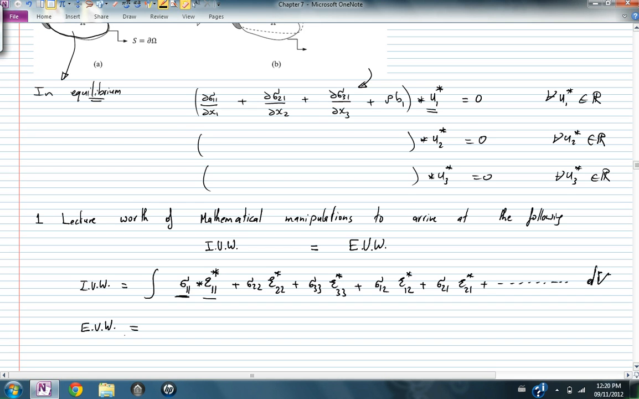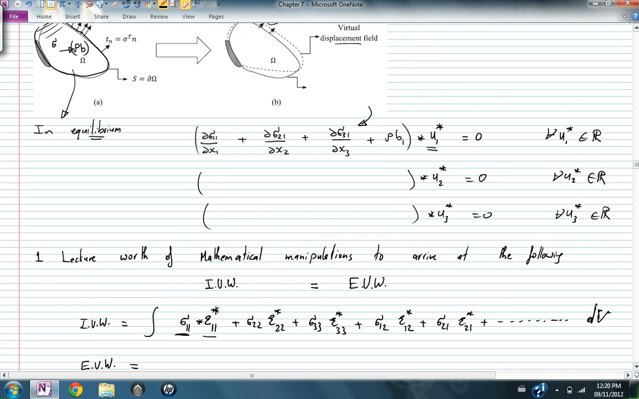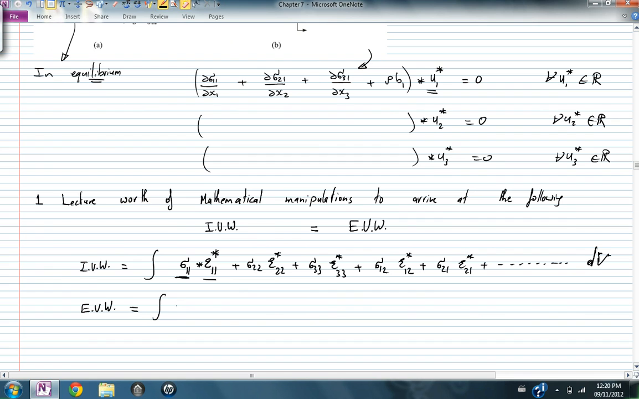The external virtual work is equal to the external forces multiplied by the virtual displacement. What are the external forces? Looking at the continuum, the external forces are the traction on the boundary and the body forces acting on the object. So the traction on the boundary is Tn dot U star integrated over the boundary plus the body forces vector, the dot product between the body forces and the virtual displacement, integrated over the volume.